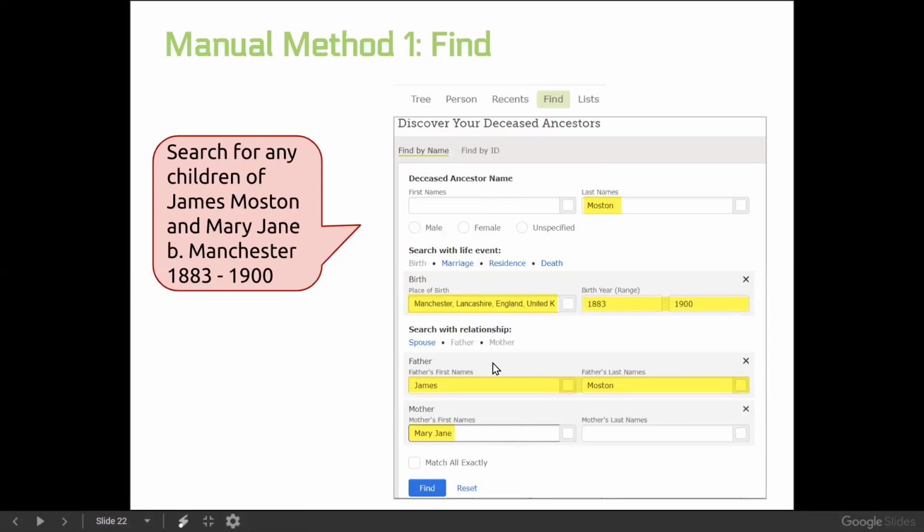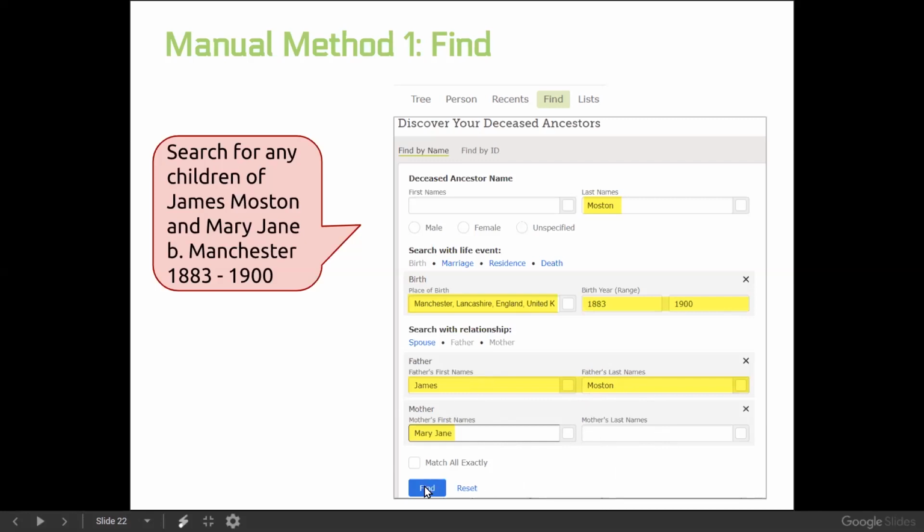And then for the parents, I put James Mostyn as the father, and then I only put Mary Jane as the mother. And the reason for that is that in England at that time, the mother's maiden name was rarely put on the child's christening record. Once in a while it was for nonconformist records, but most of the time it would either not list any surname or it would list her married surname. And so that's how I filled out the search.